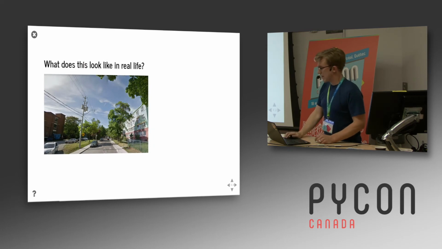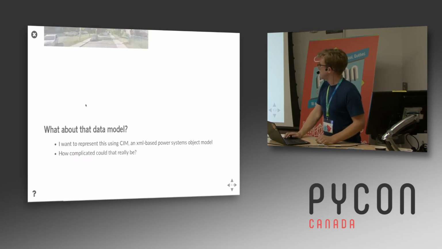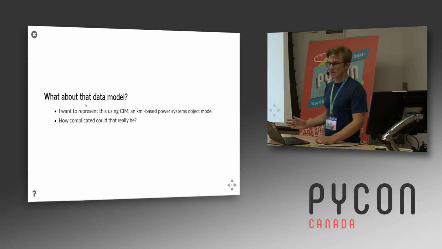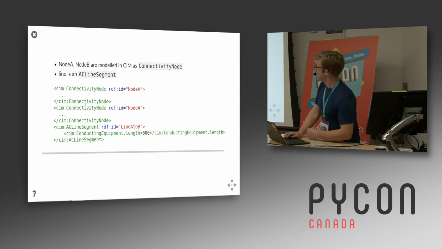So that's kind of the basics of power systems for you. So what about the data model? I want to represent that power system using CIM, which is an international standard for using XML to describe power systems networks. It was designed by power systems engineers, as you can imagine, not software engineers. And so how complicated could that really be? Well, let's get into it a bit.